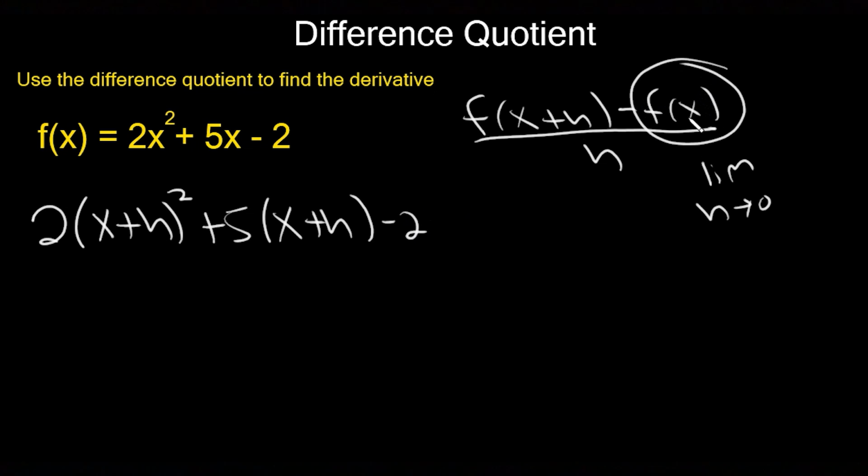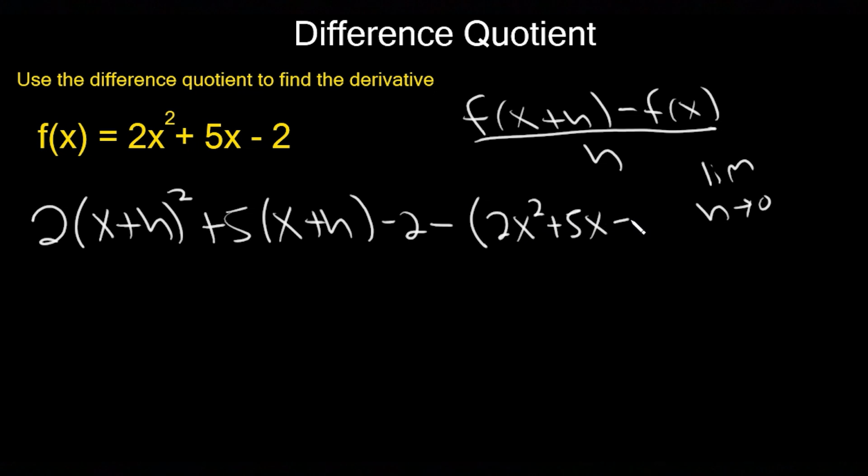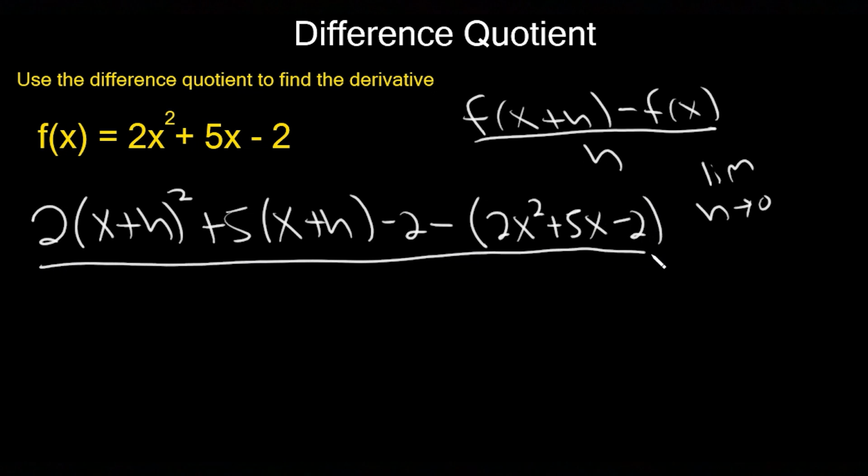Now I can move on to this part here. I essentially have to subtract the function f of x. So I'm going to say here minus, and then in parentheses, I'm going to put 2x squared plus 5x minus 2. Close it. All over h. So this whole thing is over h. Okay, so now comes the fun part. We get to expand it out.